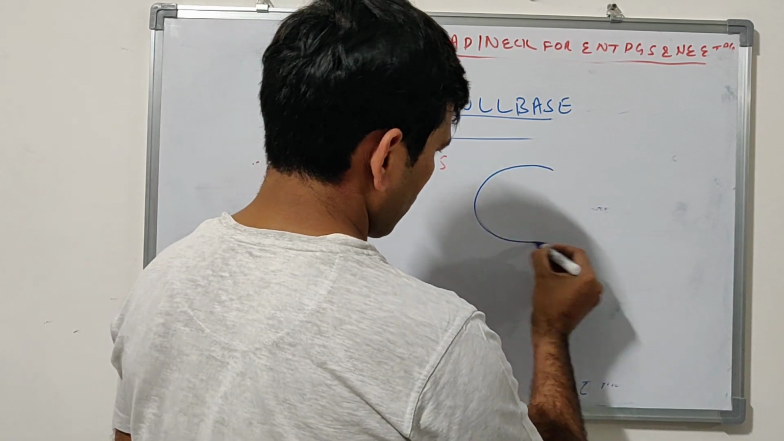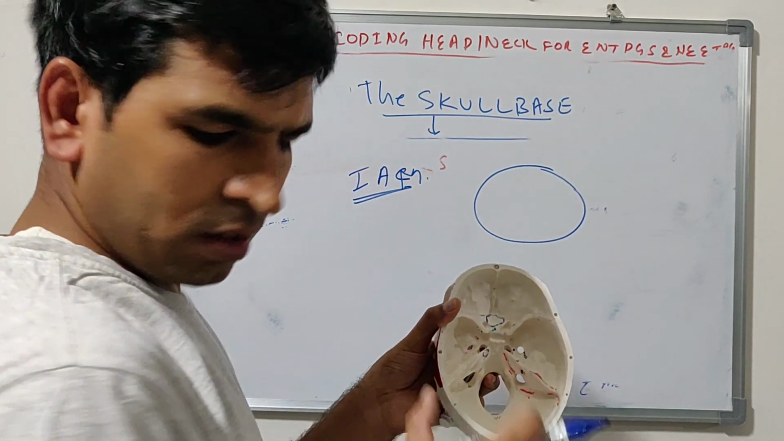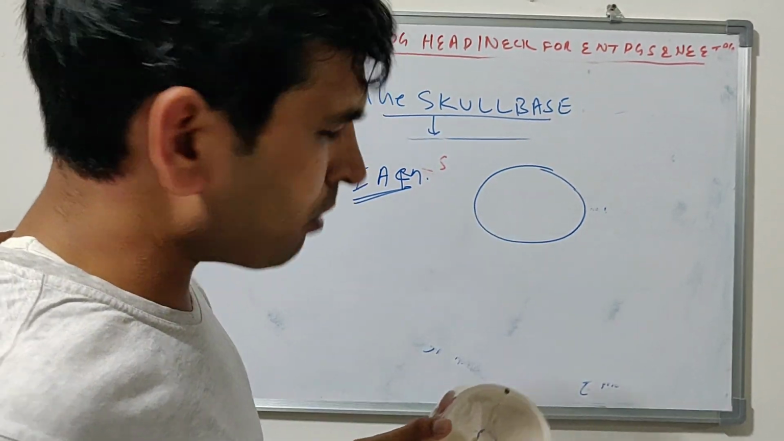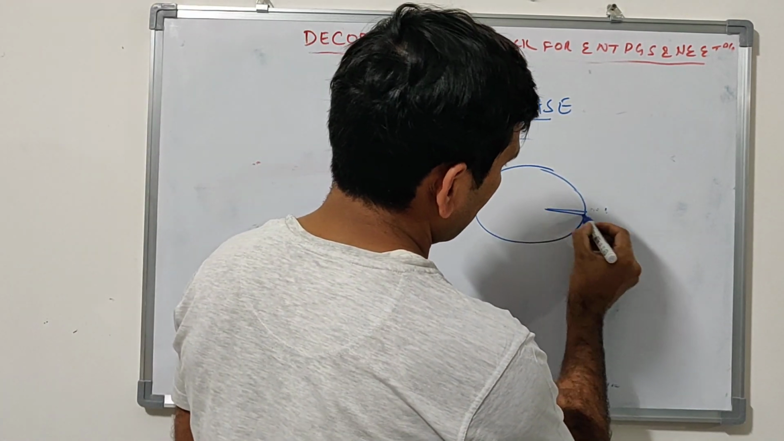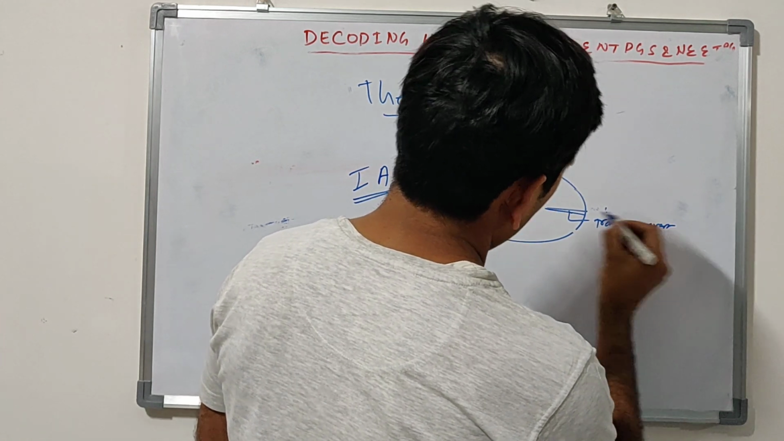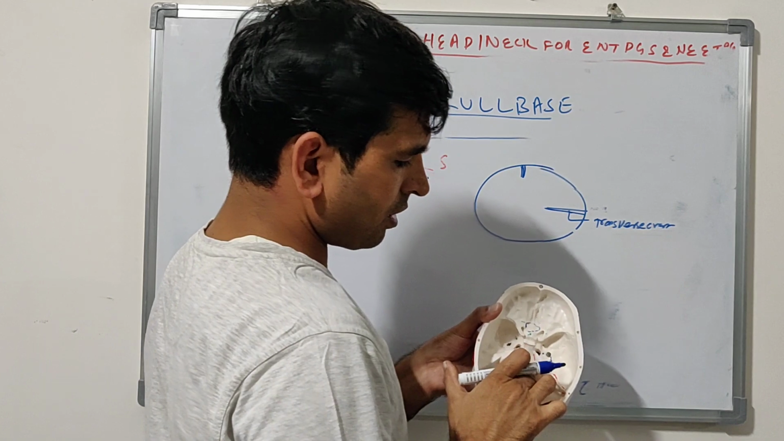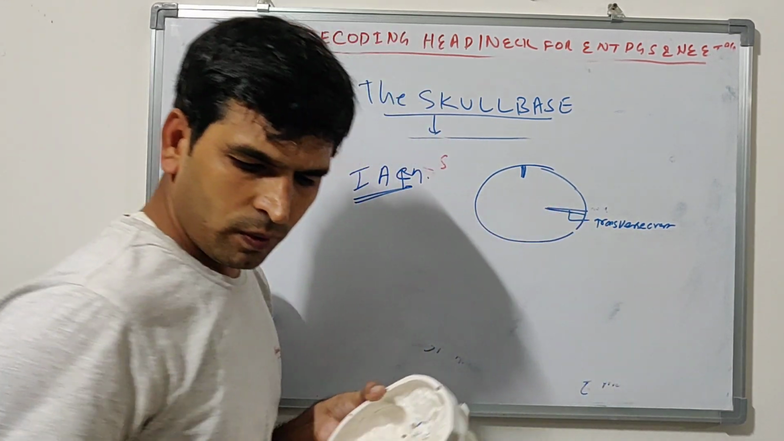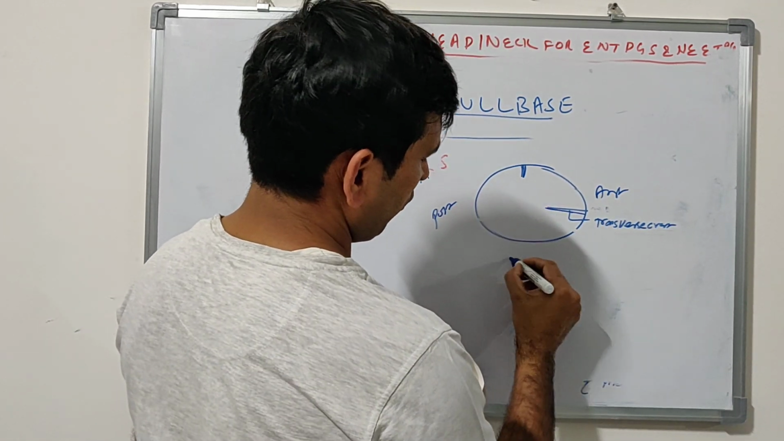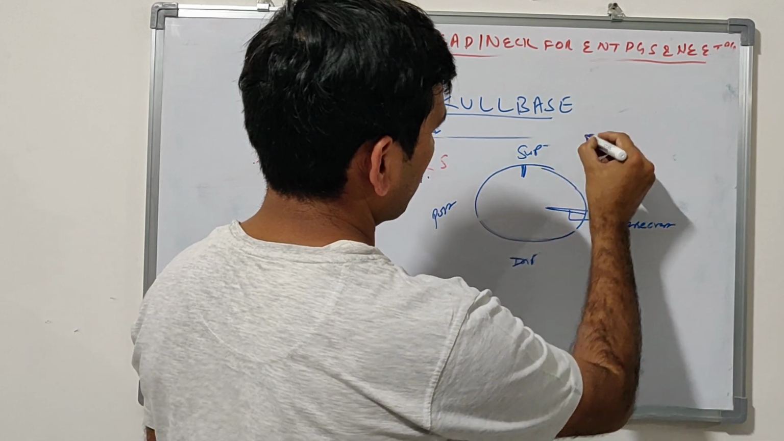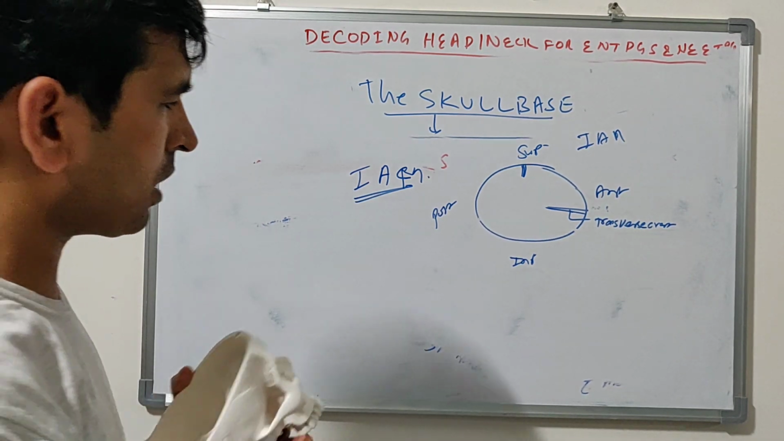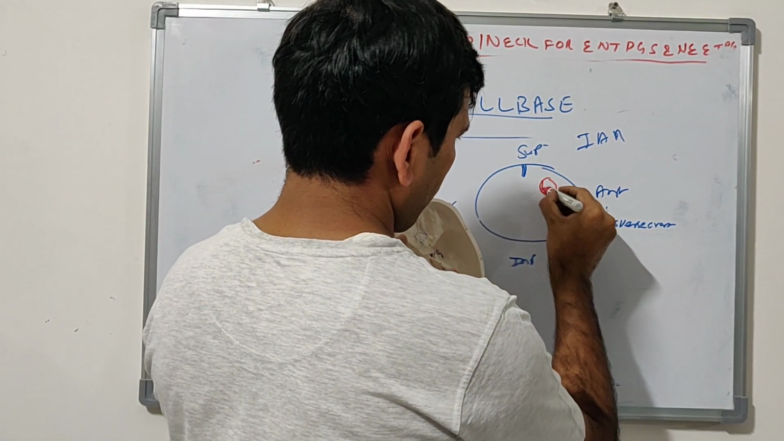Structures passing through this: if I am transecting this internal acoustic meatus, it is ultimately formed by these parts. This is the transverse crest, and this is Bill's bar, in this transection of the internal acoustic meatus. This is anterior, this is posterior, this is inferior, and this is superior.